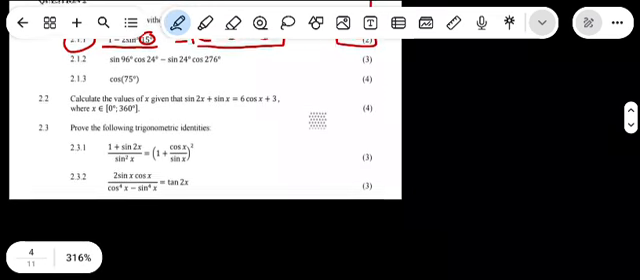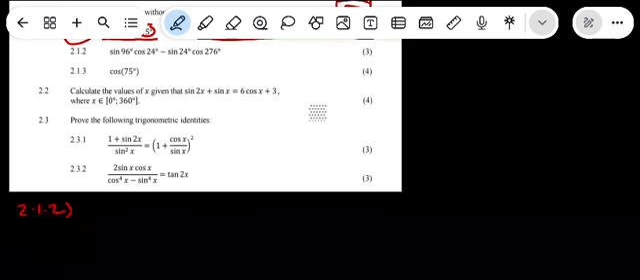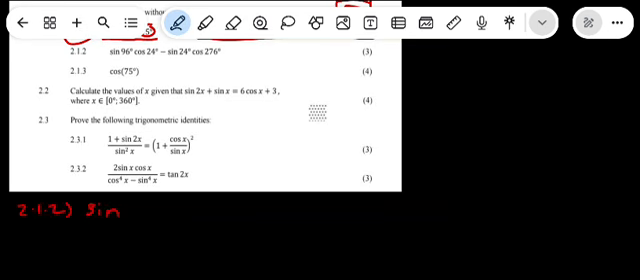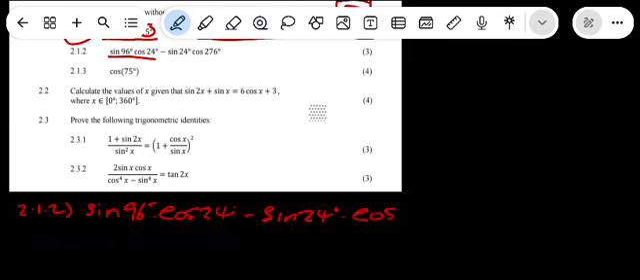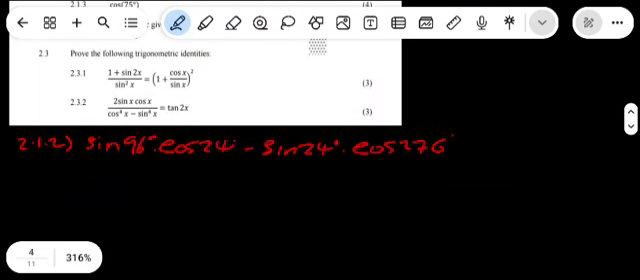So for 2.1.2, we're given sine 96 degrees multiplied by cos 24 degrees minus sine 24 degrees multiplied by cos 276 degrees. All right, this is what we're given.